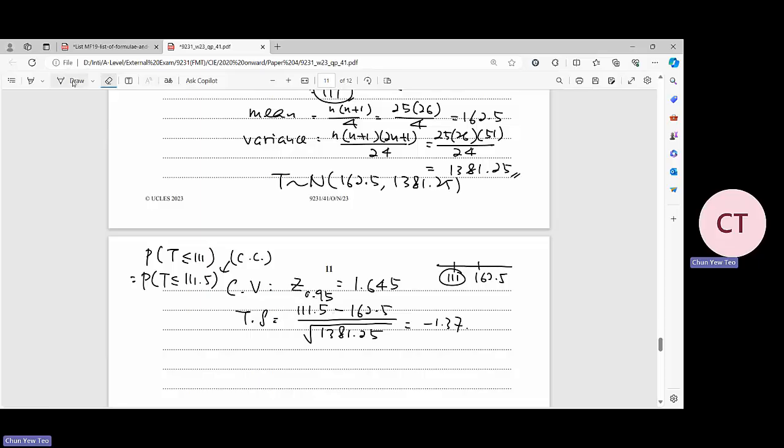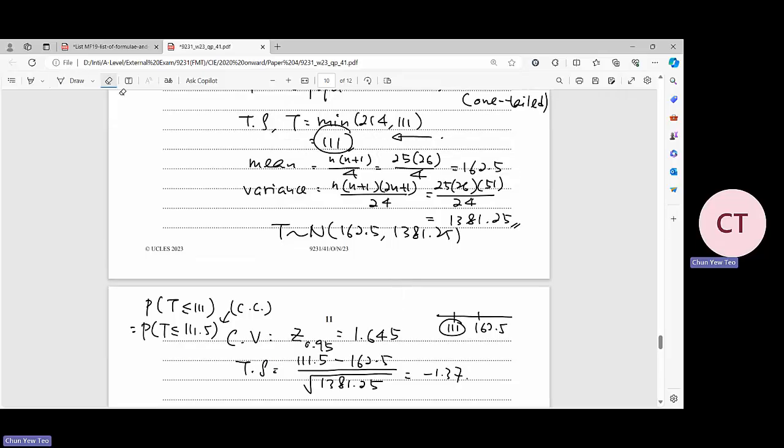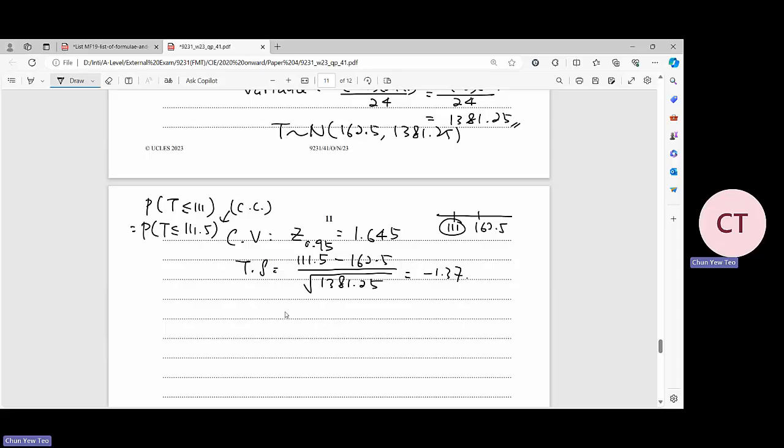So remember, you have to use the critical value. This was originally the test statistic for the Wilcoxon, but because the n is large already, this is the test statistic we use to compare with the critical value. So I compare this test statistic, negative 1.37. If you take the modulus and compare to the critical value, you can see that this one is smaller, so over here you accept H0.